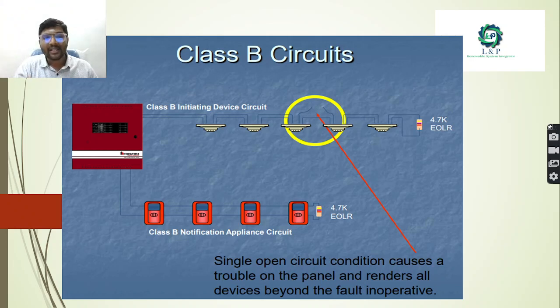Because of that, only 2 devices will be working, and the other 3 devices will be out of the loop; they will become inoperative. So this is one of the disadvantages of class B circuits. Only for small circuits do we go for this. If the loop is very small, we go for class B circuits.